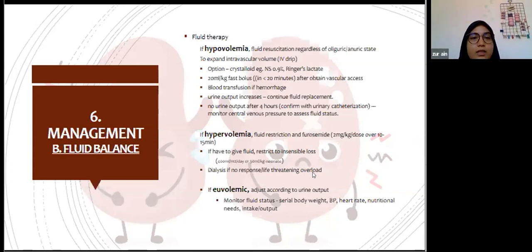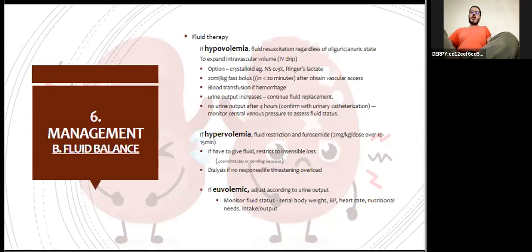Okay, so next, euvolemia is when the patient has already achieved normal volume status. What we can do is monitor the fluid status. In this case, you give insensible loss plus ongoing loss. Insensible loss, like we said, is 400 ml per meter square. Ongoing loss, if any urine comes out, you give it. If 20 ml of urine came out, you give the patient 20 ml. It is like this.